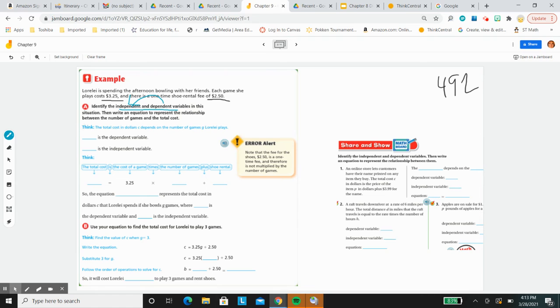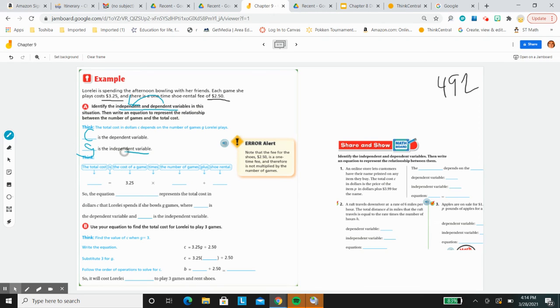So again, let's take a look at this blue sentence. It says the total cost that Lorelai's going to pay to go bowling, C, depends on the number of games. In other words, if I play 5 games, it's going to cost a certain amount. If I play 6 games, it's going to cost more. So do you understand that the cost is going to become the dependent variable? The independent variable is the games that she is playing.